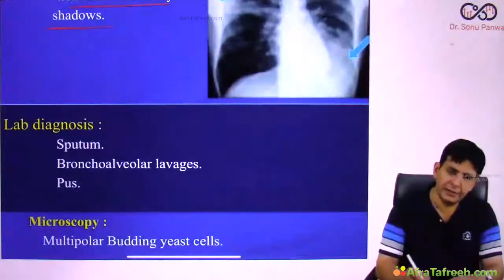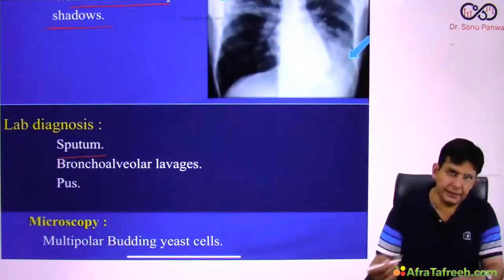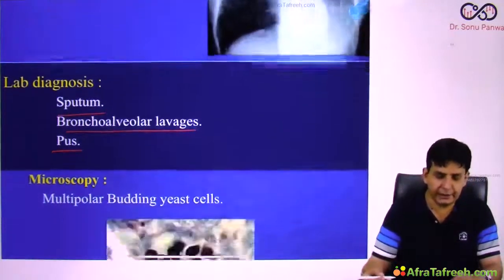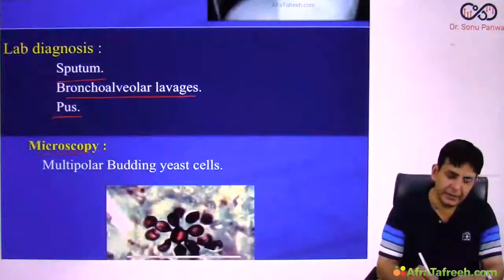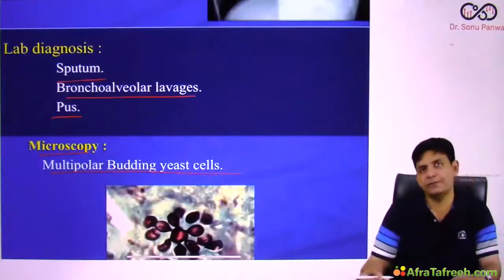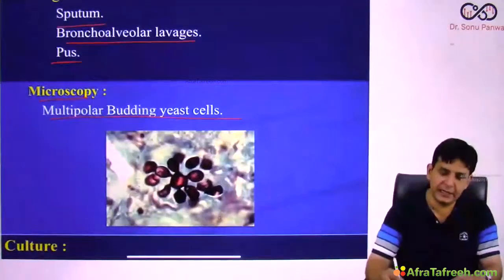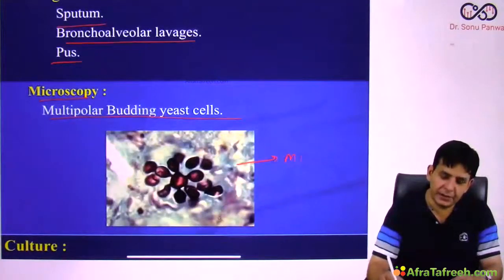And lab diagnosis as per the sputum, like the various types: sputum, bronchoalveolar lavage, and the pus you can take. And what you can observe in the microscopy is a multipolar budding yeast cell, which looks like a Mickey Mouse appearance.